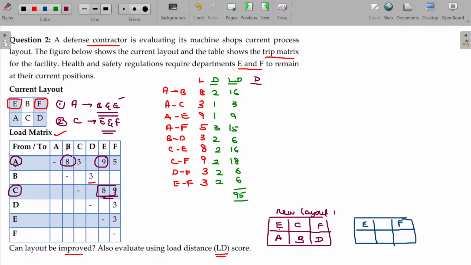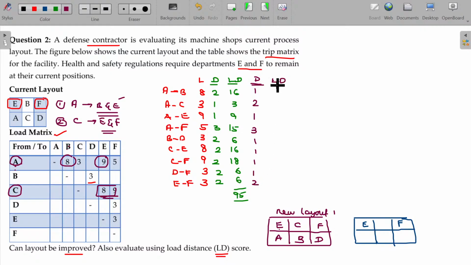Find out the distance for the new layout. A to B, 1 distance. A to C, 2, A to E, 1, A to F, 2, 1, A to F, 3, B to D, 1, C to E, 1, C to F, 1, D to F, 1, E to F, 2.